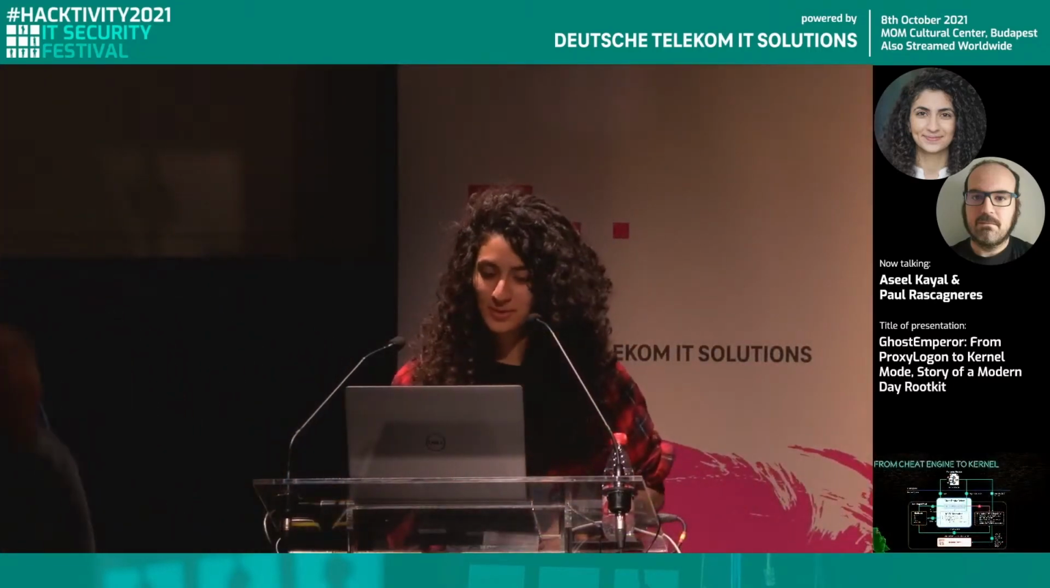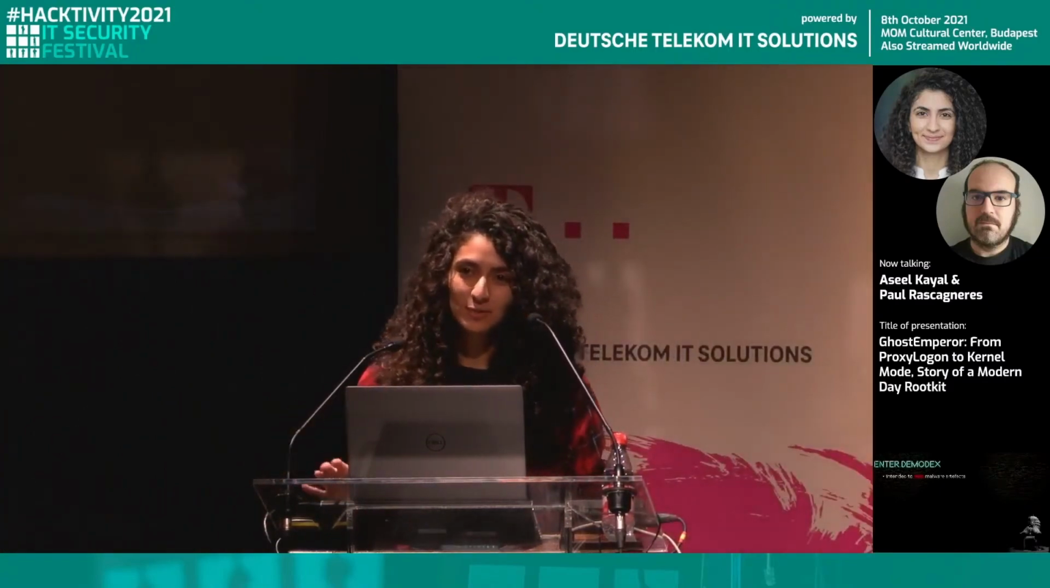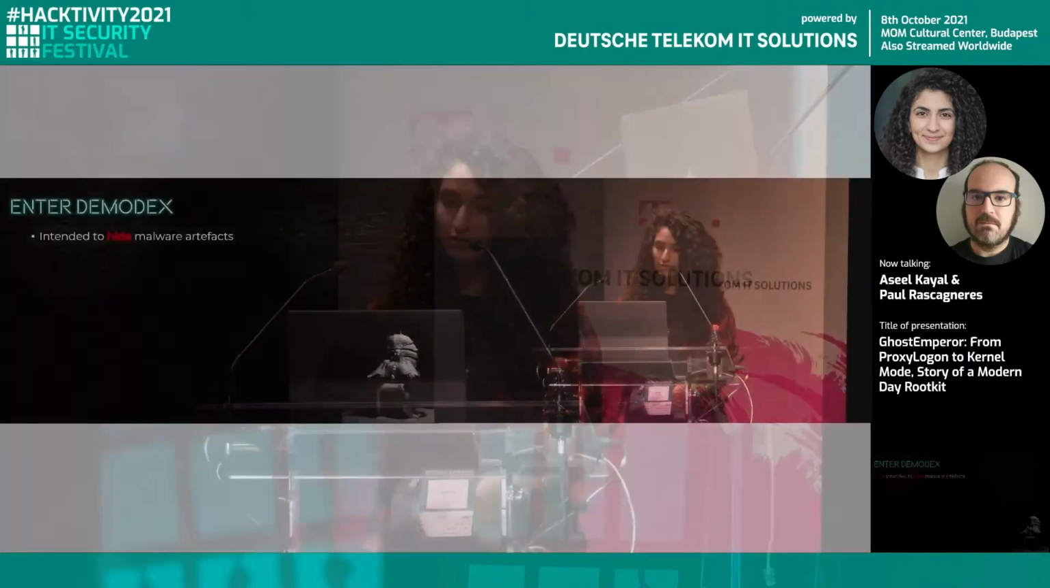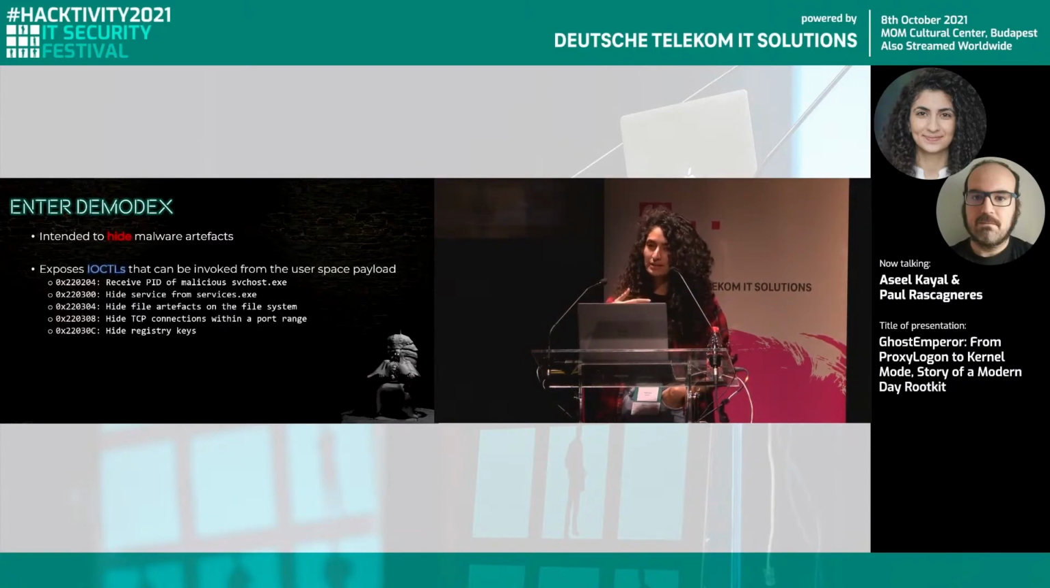Thank you, Paul. So now that the rootkit is finally loaded, we can discuss what it does. The main purpose of Demodex, which is the name we gave the rootkit, is to basically hide the malware's presence on the system from security or antivirus vendors and so on. And it does so by providing a set of IO controls to the user mode implant that enable it to hide certain things on the system. For example, to hide certain files or registry keys that the malware uses, and TCP connections, and many more things.